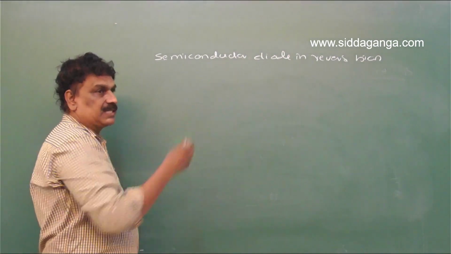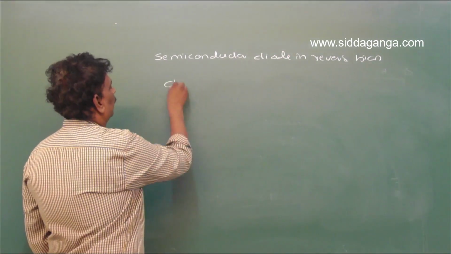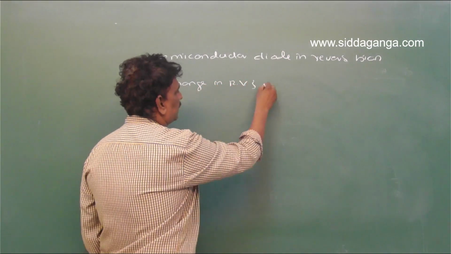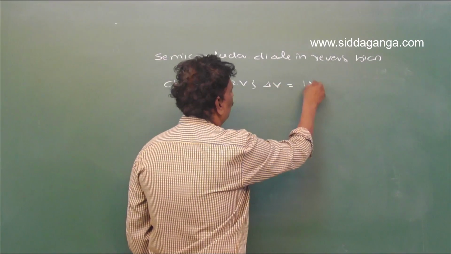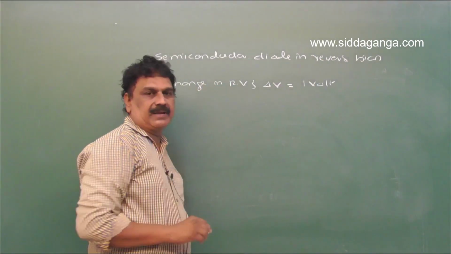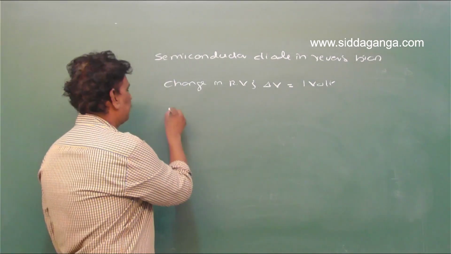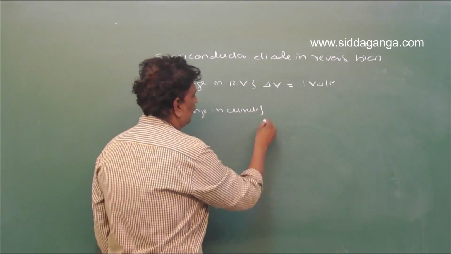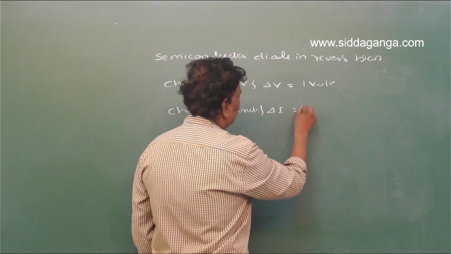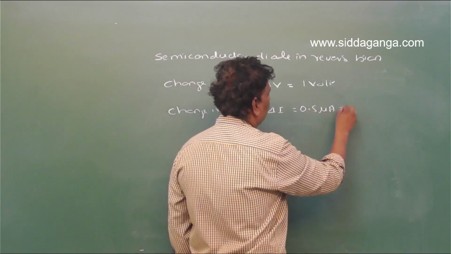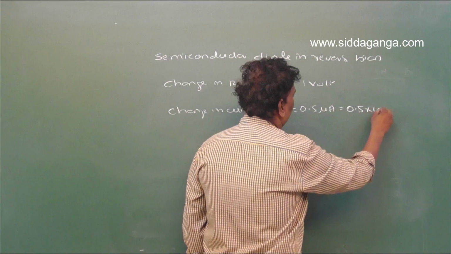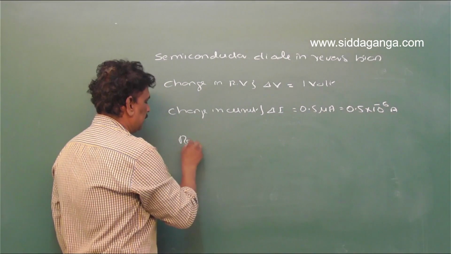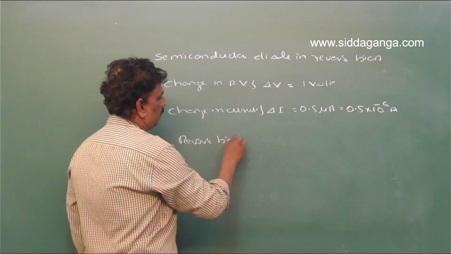Now, in a reverse bias voltage, the change in reverse voltage, delta V, is equal to 1 volt. That means when the reverse voltage changes by 1 volt, the change in current, delta I, is equal to 0.5 microampere, that is 0.5 into 10 power minus 6 ampere. Now, the reverse bias resistance.